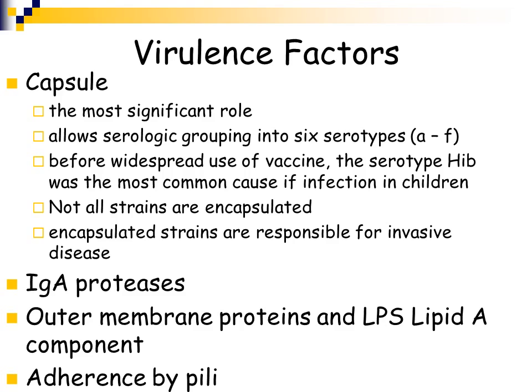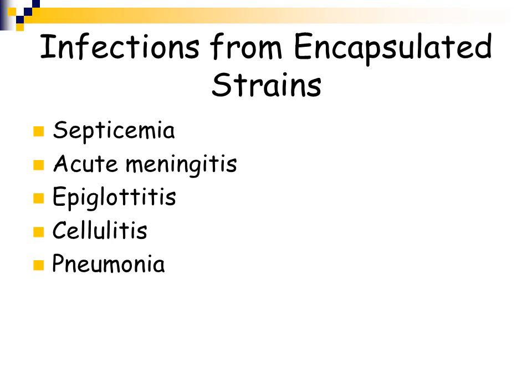Not all Haemophilus influenzae strains are encapsulated though. However, those that can produce a capsule are responsible for the invasive diseases. Other virulence factors include proteases. It's a gram-negative organism, so it produces lipopolysaccharide or endotoxin, and it has pili to adhere to host cells. Now, Haemophilus influenzae that are encapsulated produce a variety of different types of infections, such as septicemia, acute meningitis, epiglottitis, cellulitis, and pneumonia.